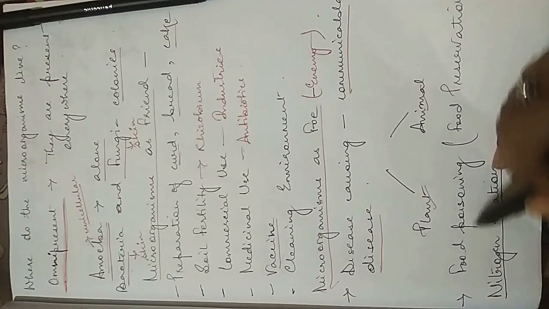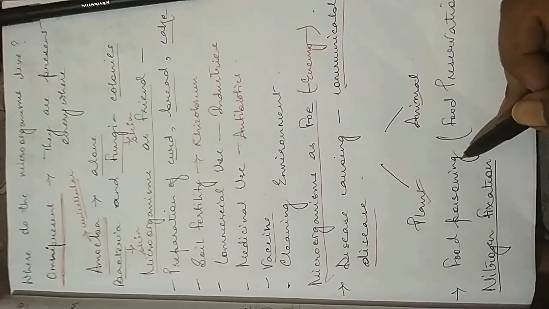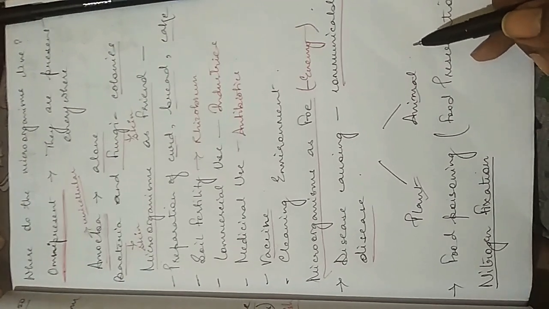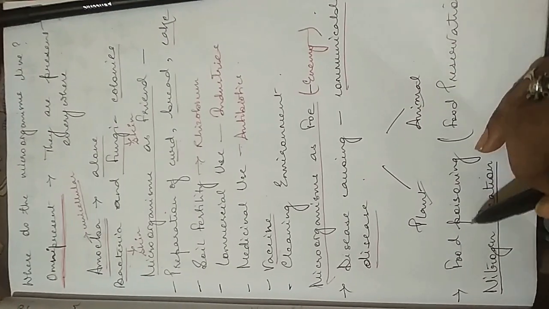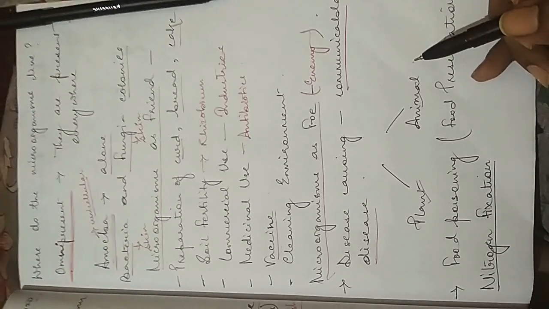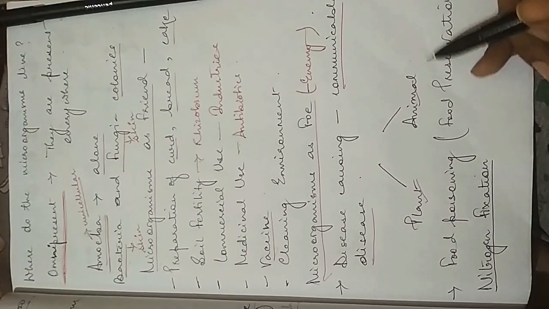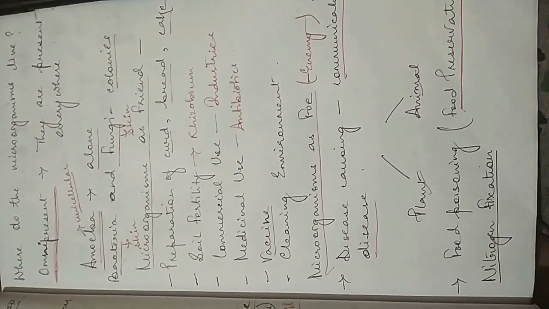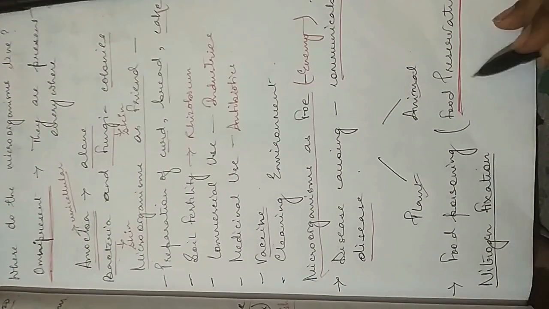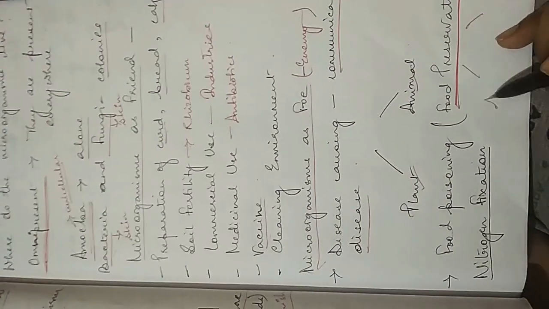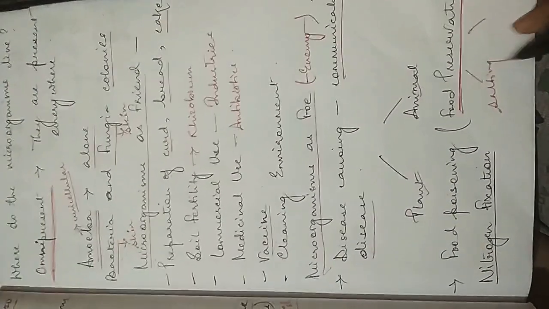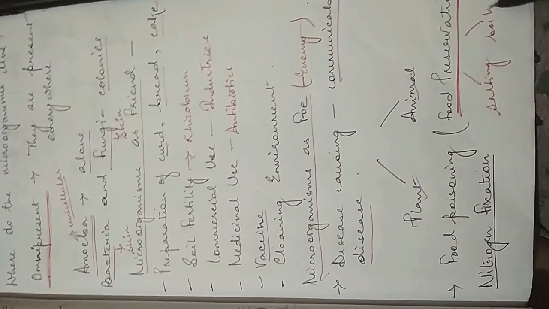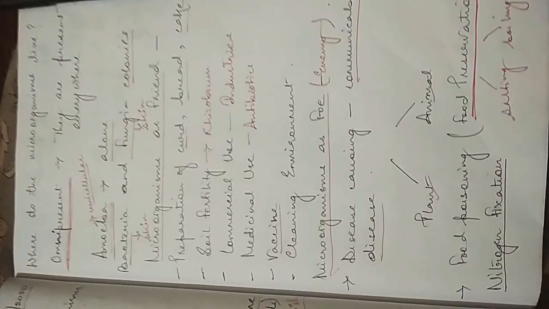Lastly, we are going to study in this chapter about food poisoning. Microorganisms cause a lot of poisoning of food, and foods become stale. There is one more process to overcome food poisoning, which is food preservation. Food preservation has various ways. There is salting, there is boiling, and there are many other food preservation techniques that we are going to study in this chapter.